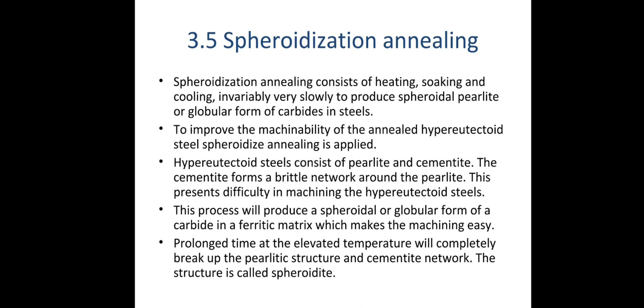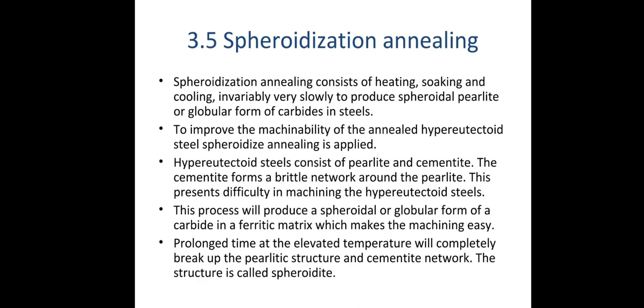Now we are seeing spheroidized annealing. Spheroidization annealing consists of heating, soaking and cooling, invariably very slowly, to produce spheroidized perlite or a globular form of carbide in steel. To improve the machinability of annealed hypereutectoid steel, spheroidized annealing is applied.